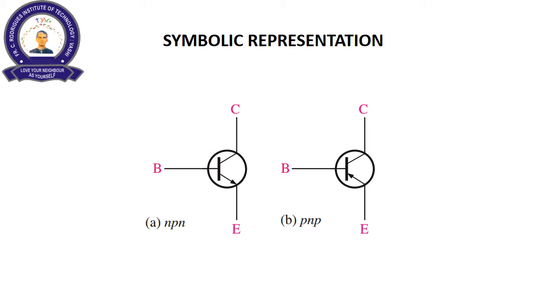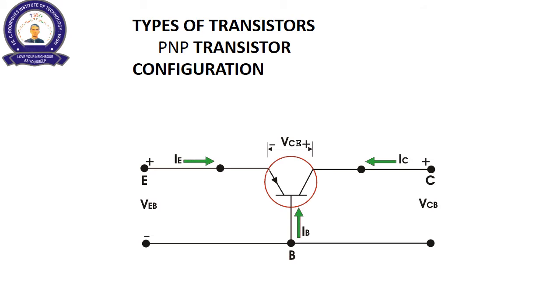Symbolic representation. In the NPN transistor you can see the flow of current from base to emitter, and in the PNP transistor you can see the flow of current from emitter to base in the symbolic representation.